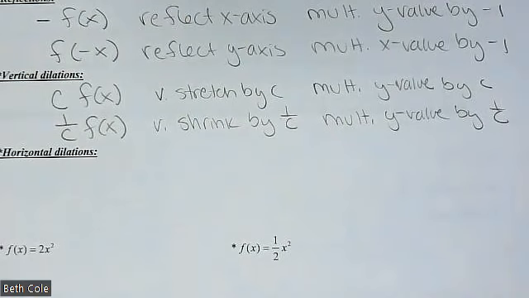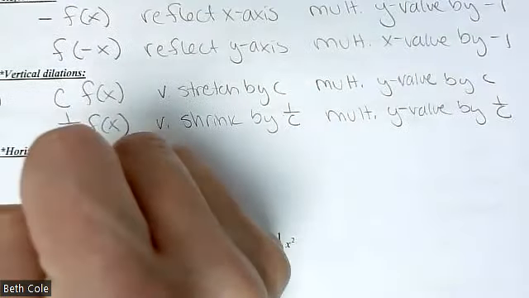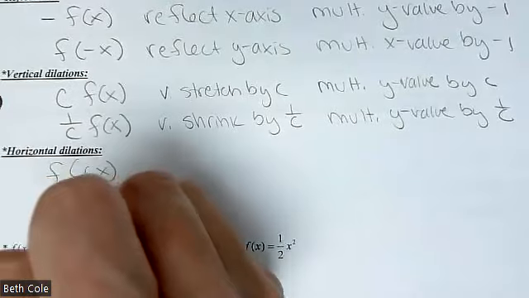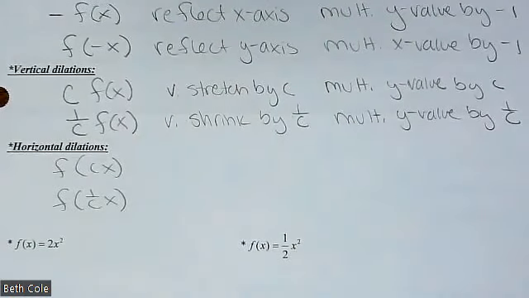And then the last one, the horizontal dilations. Horizontal means it's going to be inside. So you can multiply by a value inside or the fraction.